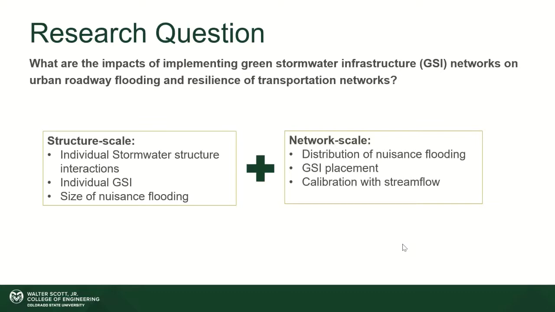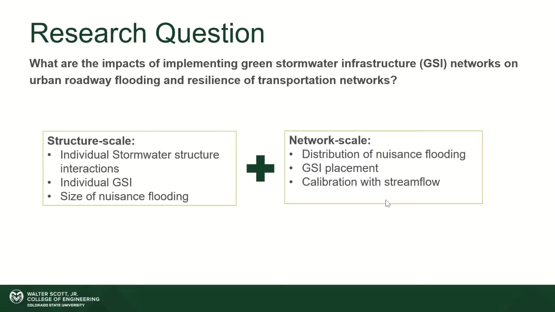So for my research question, we're looking at what the impacts are of implementing green stormwater infrastructure networks on urban roadway flooding and the resilience of transportation networks. As I've been working on this project, it's really come down to a question of scale. There are components of this at the structure scale. So you're thinking of an individual stormwater structure, like a manhole or a conduit or an inlet structure, and how these interact with each other on a small scale. So 1 or 2 or 3 inlets working together to collect the water in a certain region, or individual GSIs and how those fit into the network of the normal stormwater system. Nuisance flooding also occurs at a structure scale. It could happen because of the failure or inadequate capacity of 1 or 2 inlet structures.